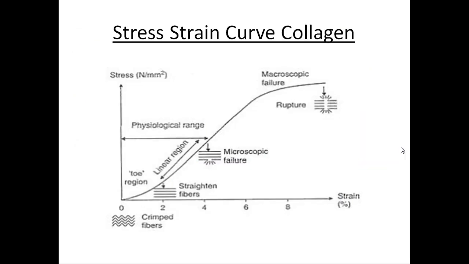The stress strain curve, this is important. At the top here, on the y-axis we've got stress, on the x-axis we've got strain. So this is the toe region here, and this is normal physiological range. Right at the top here, you're going to get micro tearing and failure, but if you take that well beyond there, you're going to get rupture of those structures. So that's the stress strain curve of collagen.